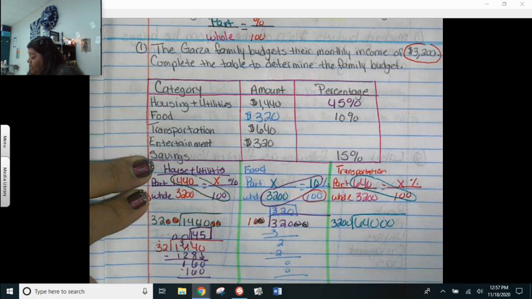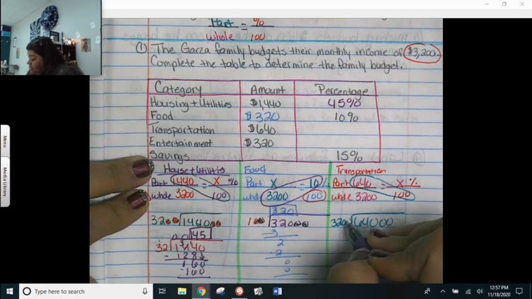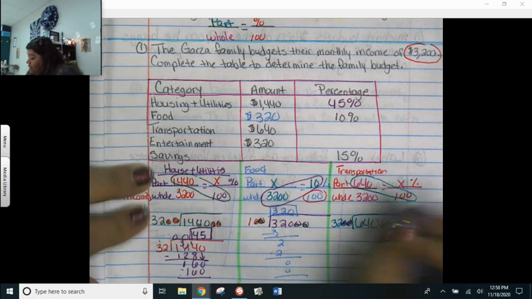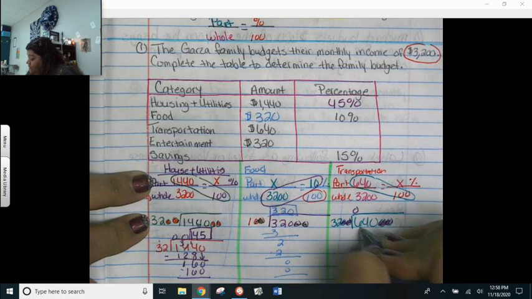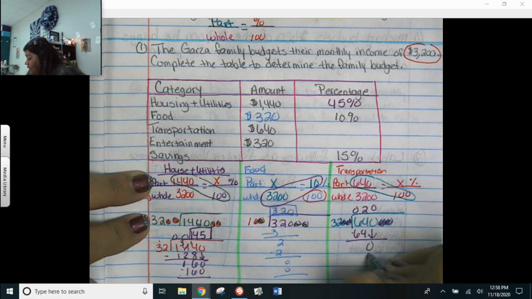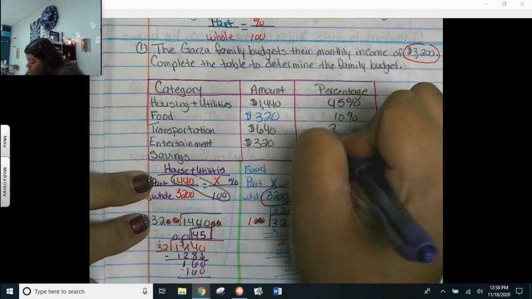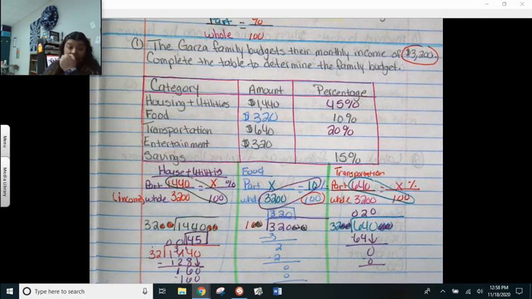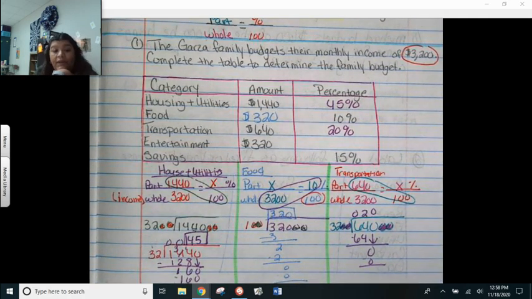3,200. I'm going to utilize the zeros here. Take 1 and 1, 2 and 2, and that's it. So I'm going to go ahead and divide. 32 into 64 goes 2 times. Yay. Don't forget that 0 because that is still part of the whole number. And that is 20%. 20% of the budget. Okay?